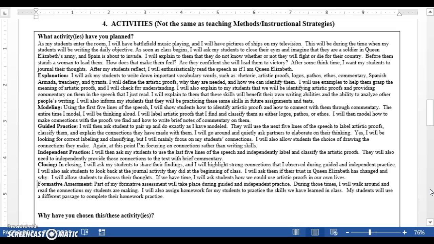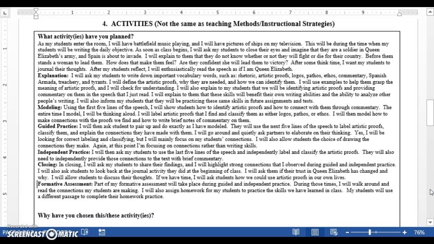But as soon as class begins, I'm going to ask my students to close their eyes and imagine that they are a soldier in Queen Elizabeth's army, and Spain is about to invade. And so I'll have them close their eyes. I want them to be able to connect not only with the text but with history. I want them to connect and empathize with what those soldiers were feeling.